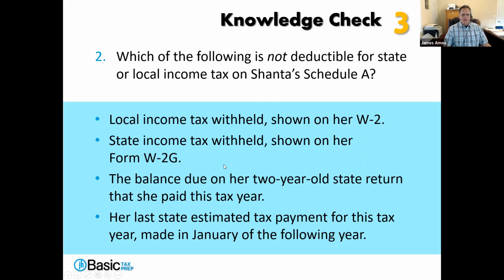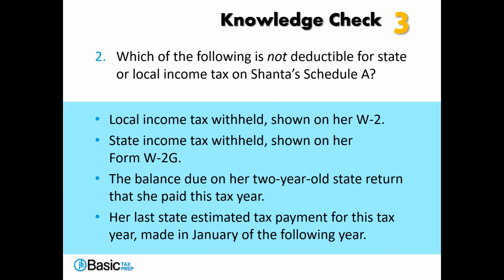How about balance due on her 2-year-old state return that she paid this year? So she did her return late, and she owed some money to the state of Oregon, let's say. Does she get to include that on her Schedule A? Well, she paid it this year. Right, and that's what we're talking about, this year's Schedule A. In the year she paid, it's still a state and local income tax. Because she owed some money, it's still a state and local income tax. So yeah, you get to include that.